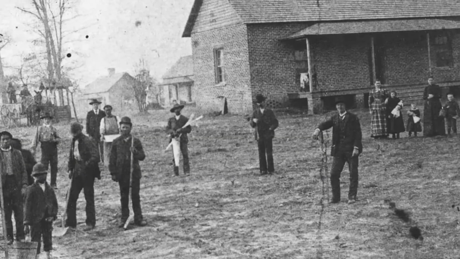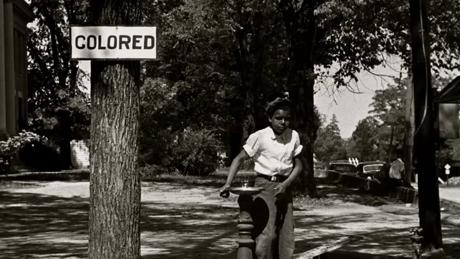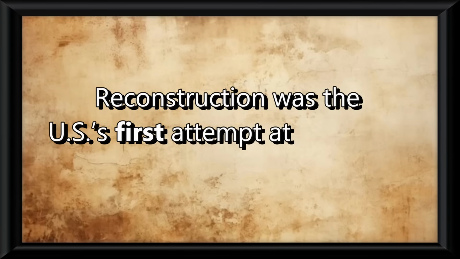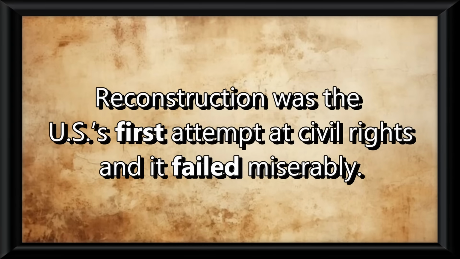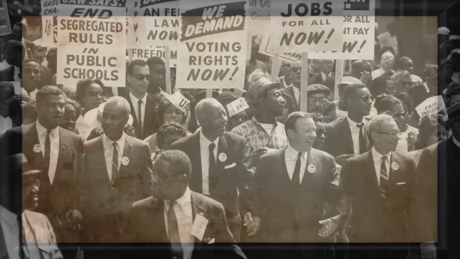Black rights were crushed for nearly a century. Jim Crow laws, segregation, and voter suppression took over. Reconstruction was the US's first attempt at civil rights, and it failed miserably. But the 14th and 15th Amendments didn't go away. They became the legal foundation for the civil rights movement 100 years later.